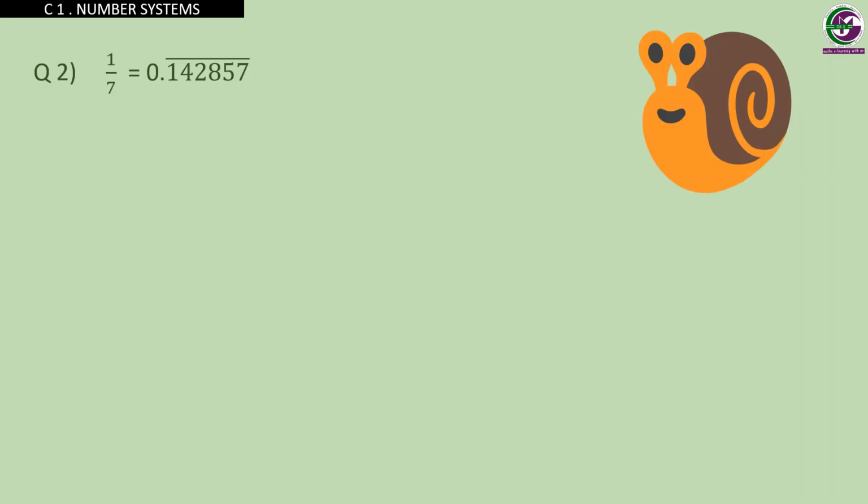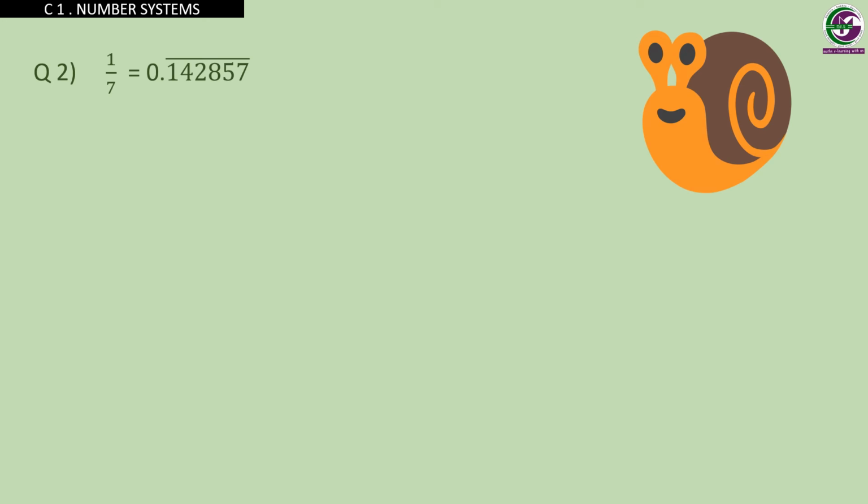When you do the long division, you will get it. And you see the bar there. What does this bar mean? All these 6 digits are repeating, which means 0.142857, again 142857, 142857. It's a never ending process. So that's why the whole bar is there.